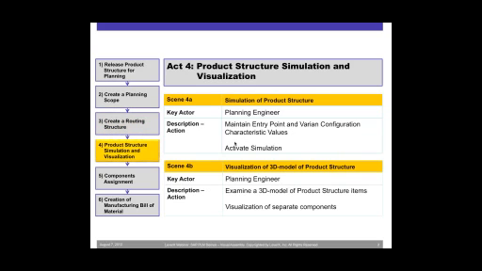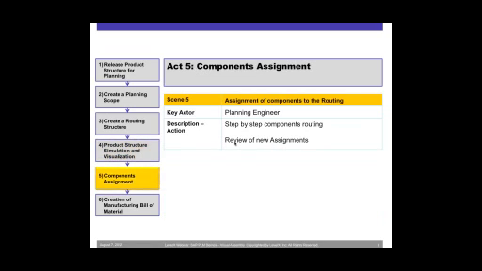In the fourth scene, we'll first see a planning engineer maintain an entry point and variant configuration characteristics and activate a simulation to validate how that works. In the second part, the validation of the 3D model of the product structure. The planning engineer will examine the 3D model from the product structure items and visualize separate components.